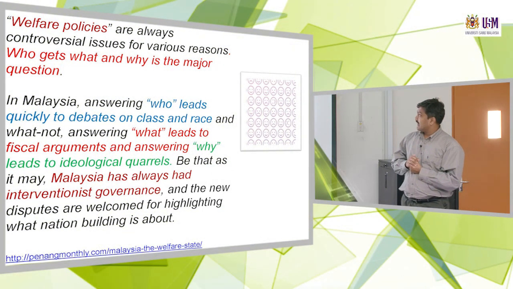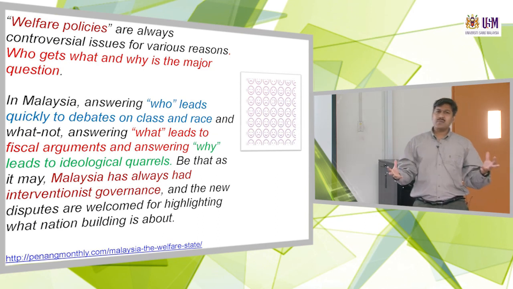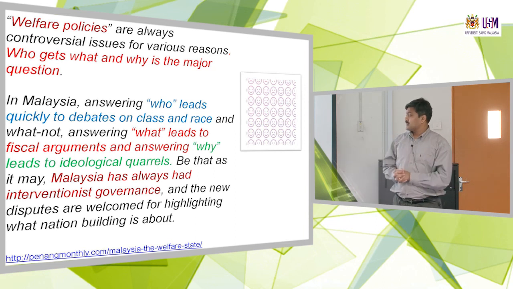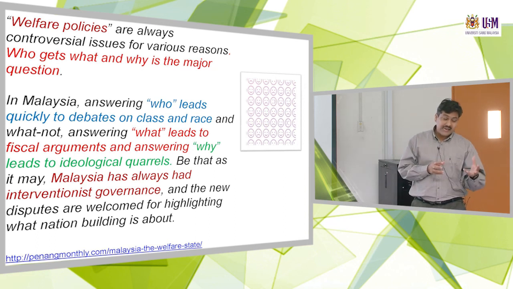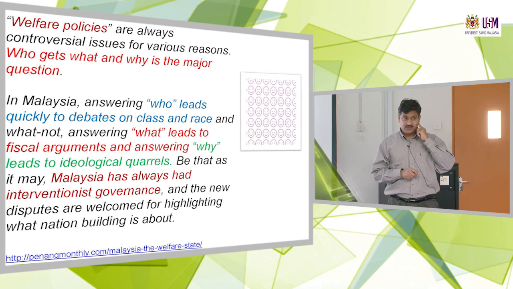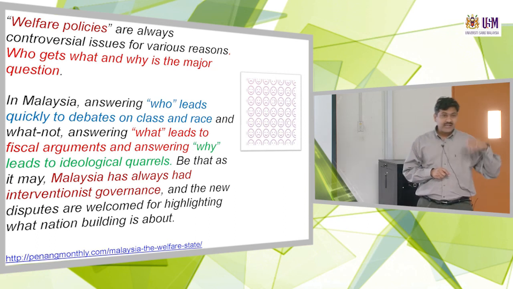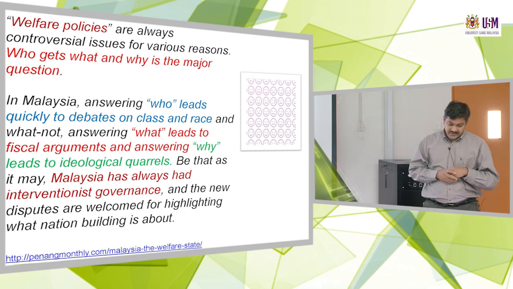So this is the last slide. Welfare policies are always controversial. As you see in the video also, there are different arguments, different ideologies, different conceptualizations over a period of time. Who gets what, and why, is the major question. For example, who gets what share, and why they are getting that, is the major question that we need to answer. In Malaysia, answering who leads quickly to debates. What are the Chinese getting? What are the Indians getting? What are the Malays getting? So it quickly gets into debates on class, race, and whatnot.